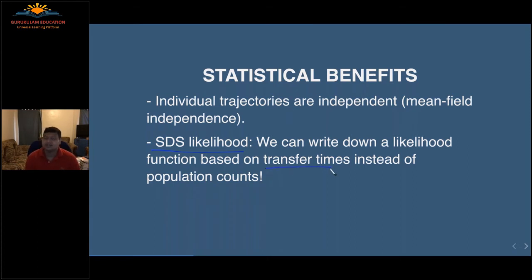Why is this important? This is important because population counts, we never really know. Sometimes you don't trust the government data. Sometimes you know that this is highly dependent on how much testing you are doing, so you hardly have any clue about the prevalence of a disease. Getting accurate population counts is nearly impossible in any country on this planet Earth. But if you have a random sample of individuals and you know their transfer times, this is just enough for this whole approach. So that's the big thing.